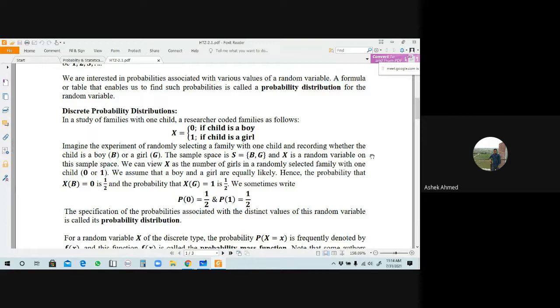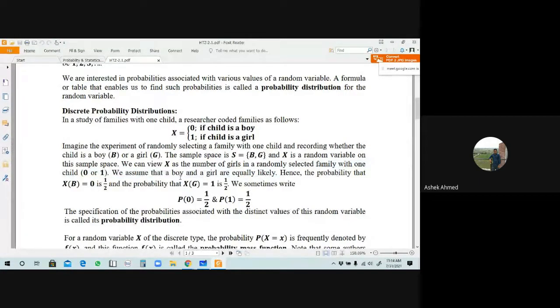If here X is a random variable on this sample space, we can define X as the number of girls in a randomly selected family with one child. If X equals 0, then we understand this is a boy, and if X equals 1, as defined, then this is a girl. We assume that a boy and a girl are equally likely, and it is about 2 outcome space, so the probabilities will be equally likely.